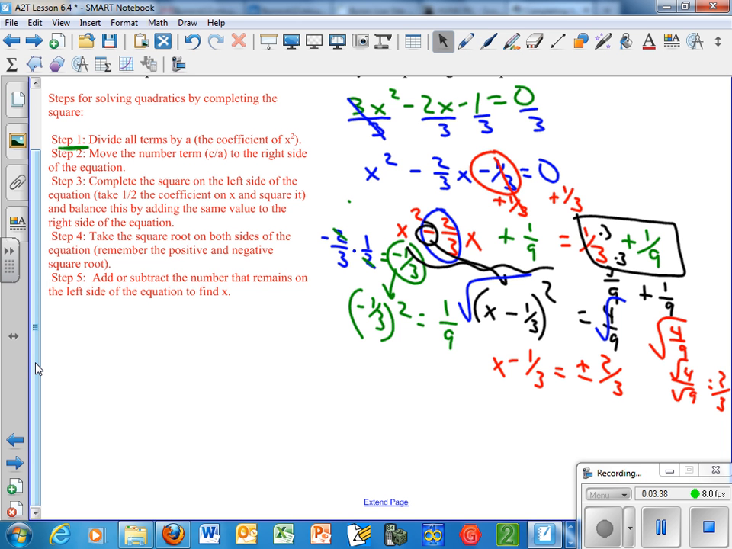So there's step 4. Now we need to get x alone. We're going to add 1/3. Add 1/3. Put it in front of the plus minus symbol, so I have x equals 1/3 plus or minus 2/3. So how do I get my roots from that?